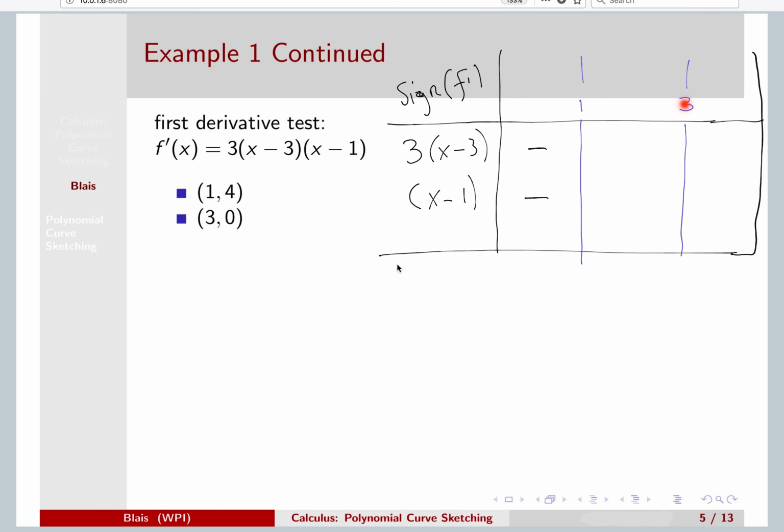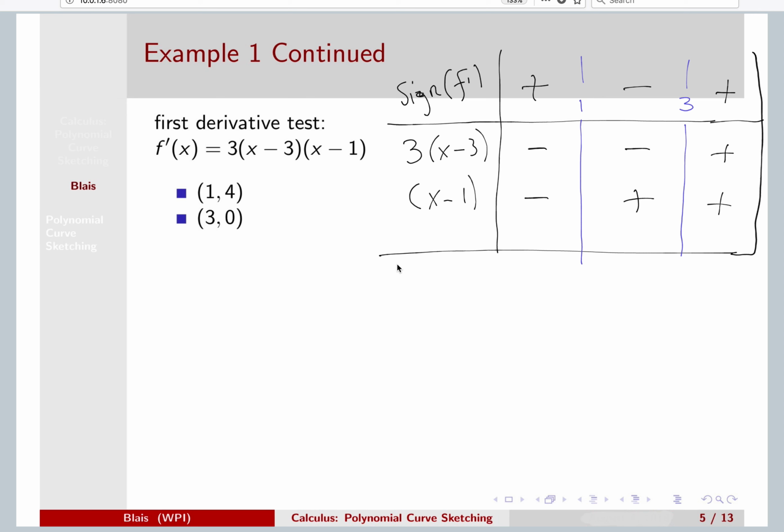A number between 1 and 3, how about 2? We would get 2 minus 3 is negative 1, so that would be a negative 3. We have a negative. Here we get 2 minus 1 is 1, which is positive. And then a number above 3, how about 4? 4 minus 3 is 1, times 3 is 3, positive. 4 minus 1 is 3, positive. And then we multiply. Negative times negative is a positive. Positive times a negative is a negative. Positive times a positive, positive.